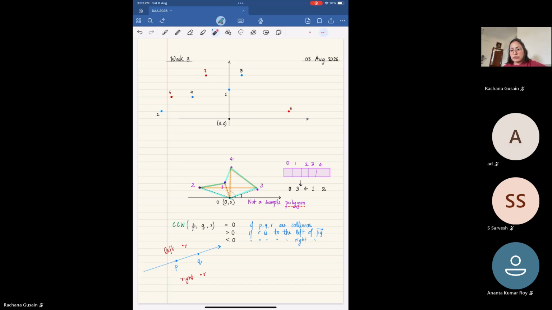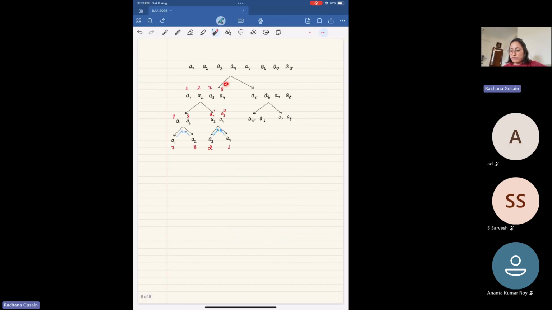Does that red and blue make sense with respect to the merge sort algorithm? I'm just focusing on this first step. So this is my blue points and these are my red points.